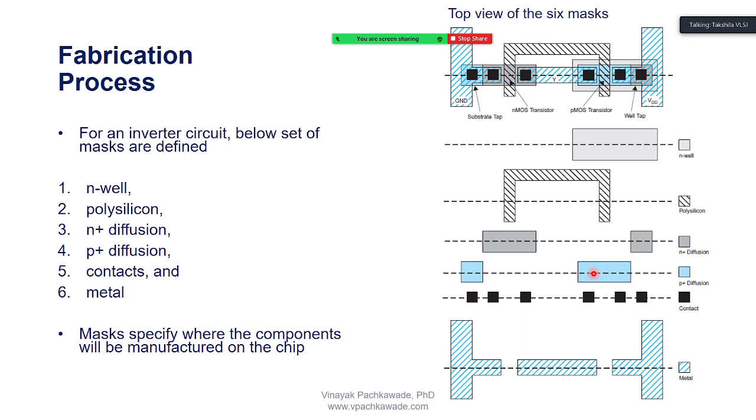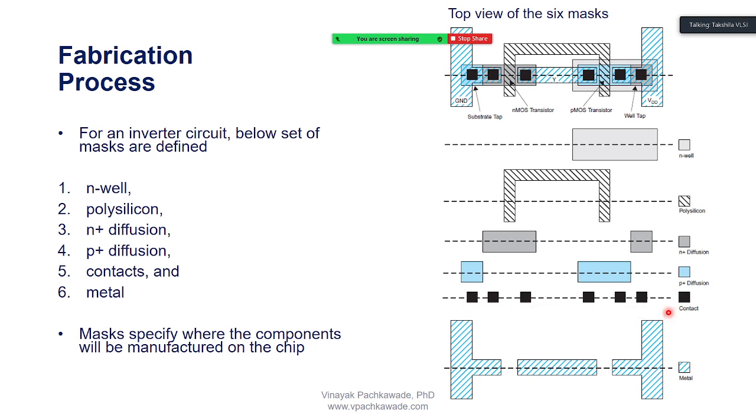Similarly, I have a P diffusion mask. So you see these colors, this mask is showing where I want to fabricate my PMOS transistor, and you see this mask is sitting inside the N well. Then this extra P diffusion region is to have the substrate contact, because I know NMOS is fabricated in the P type substrate.